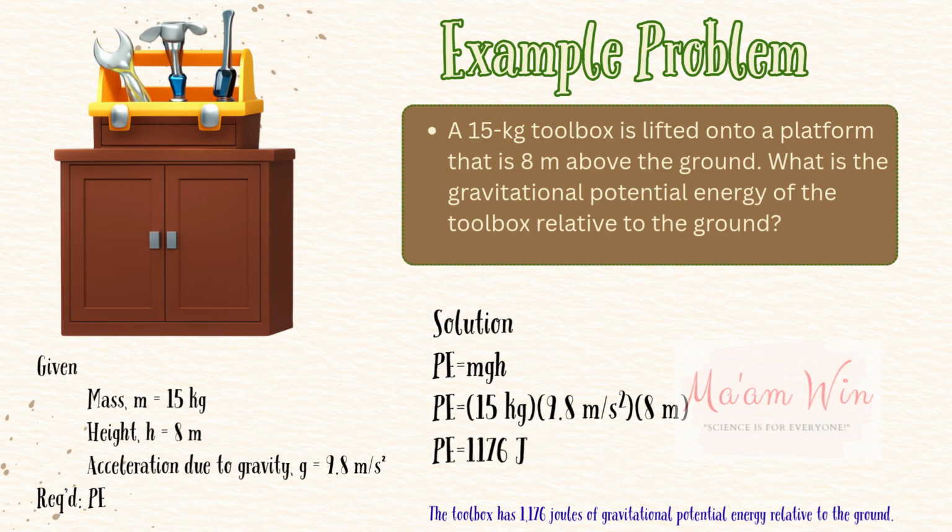1176 joules. Therefore, the toolbox has 1176 joules of gravitational potential energy, which is stored because of its elevated position and can be converted into kinetic energy if the toolbox falls.